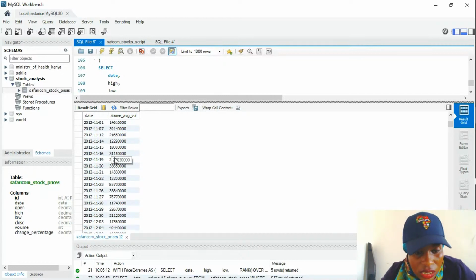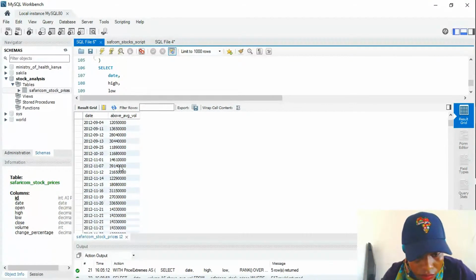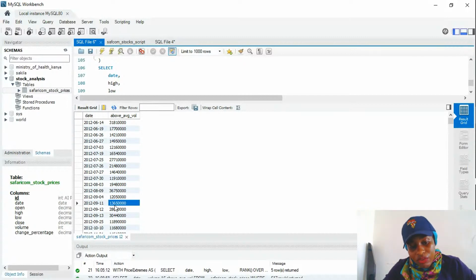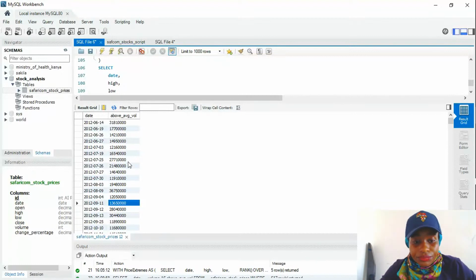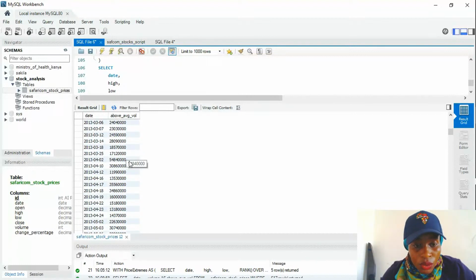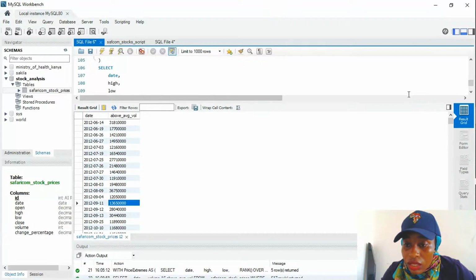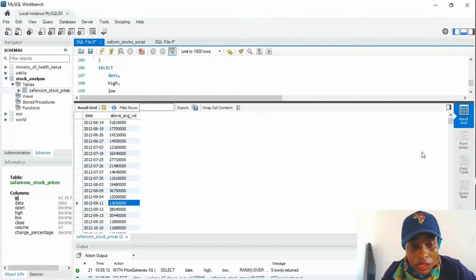So all these dates, how many dates are these? Yeah, all these dates had above average trading volumes. And now we can use whatever we have here to again derive some useful insights. We can also look at dates that had below average volumes. You have to look into extremes again.